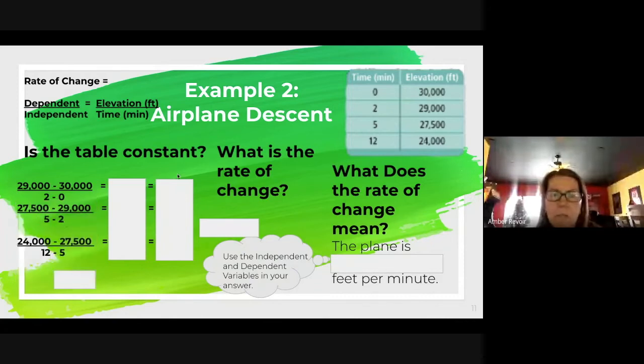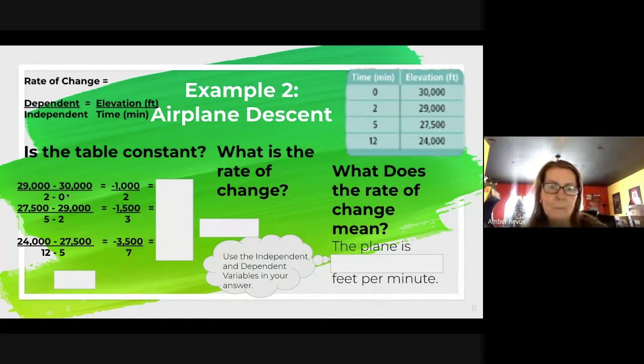So this is our table put into our y2 minus y1 over x2 minus x1 to find our change here. We've got 29,000 minus 30,000 over 2 minus 1. Then 27,500 minus 29,000 over 5 minus 2. And then 24,000 minus 27,500 over 12 minus 5. We're just comparing what's going on as we change levels of time.